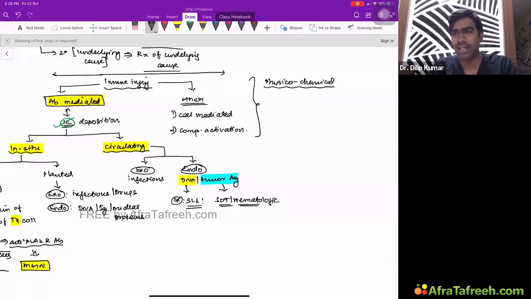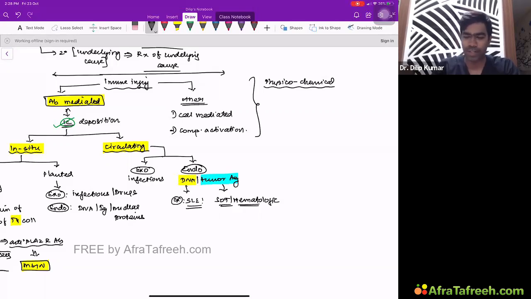It's not that SLE means it will be subepithelial, PSGN means subepithelial humps, and a disorder like MPGN means subendothelial. It's not like that. It's just the physicochemical properties that determine whether they are deposited in the subepithelial area or the subendothelial area. For example, if the complexes are highly cationic in nature, they will cross the base membrane very easily.